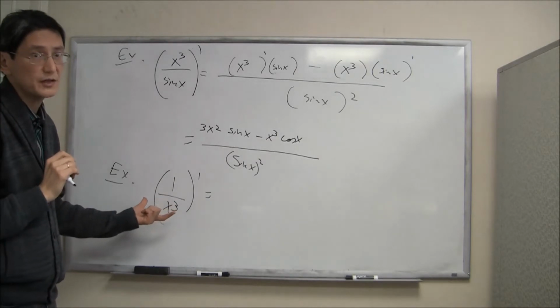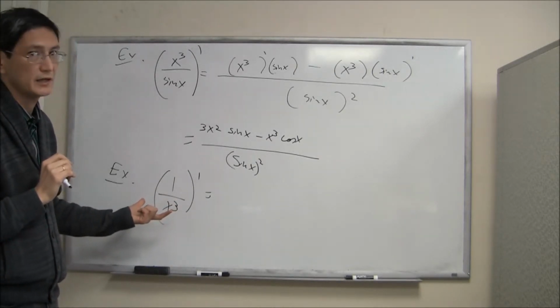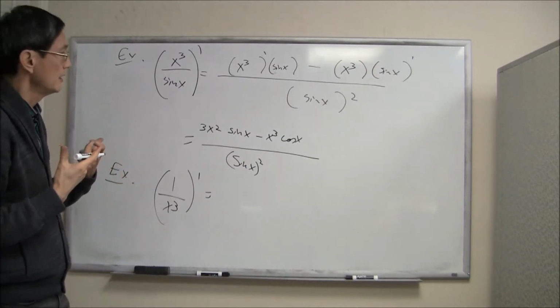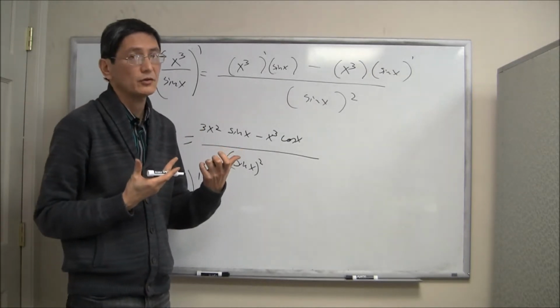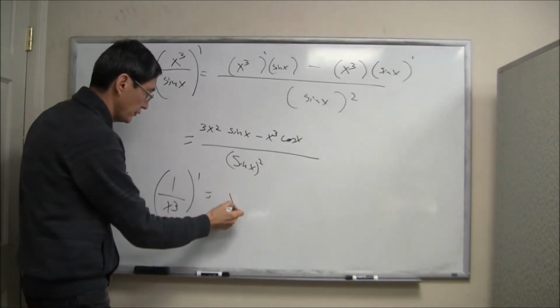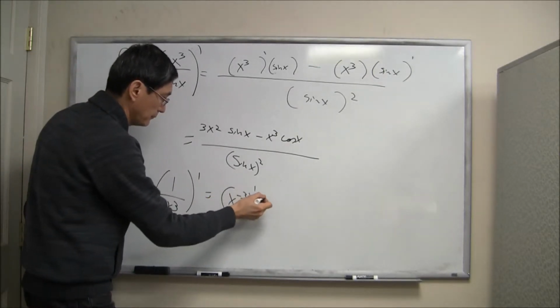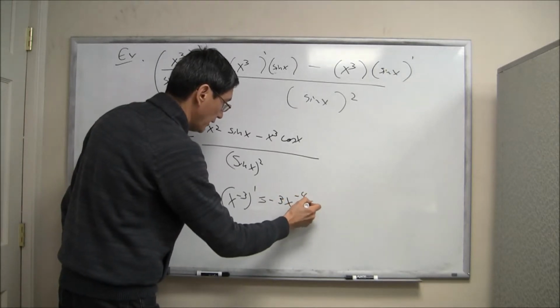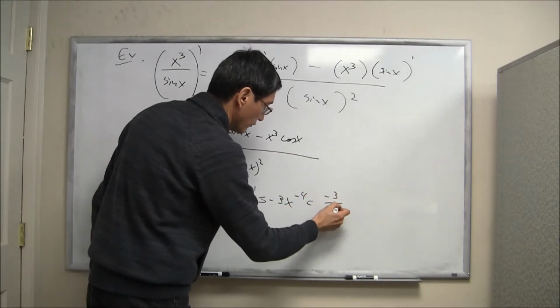It's actually easier to take the derivative of 1 over x cubed using a negative exponent. So sometimes, if it's possible to avoid the quotient rule, try to avoid it. So you switch to a negative exponent. You get negative 3x to the negative 4. You get negative 3 over x to the 4.